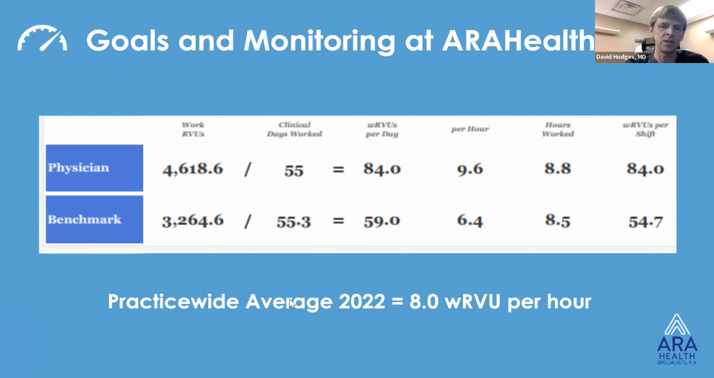And I'll tell you that last year, our practice-wide average for all shifts was right at 8 RVUs an hour. That's higher than the benchmark. Again, we set these benchmarks because we want everybody to succeed. We don't want to set things at the average where you're going to have a 50% failure rate by definition.